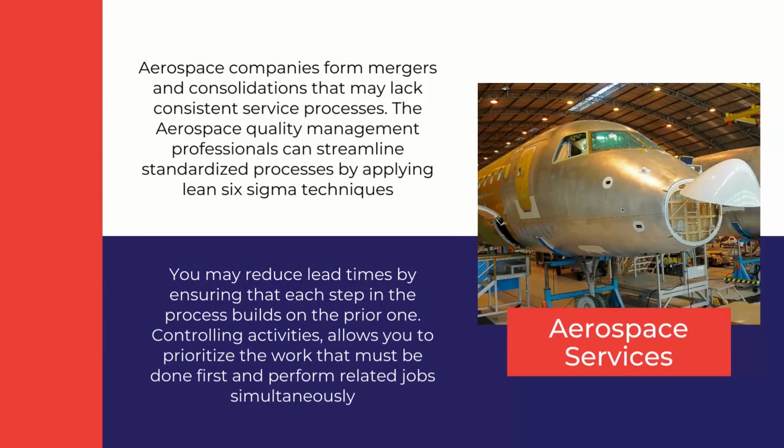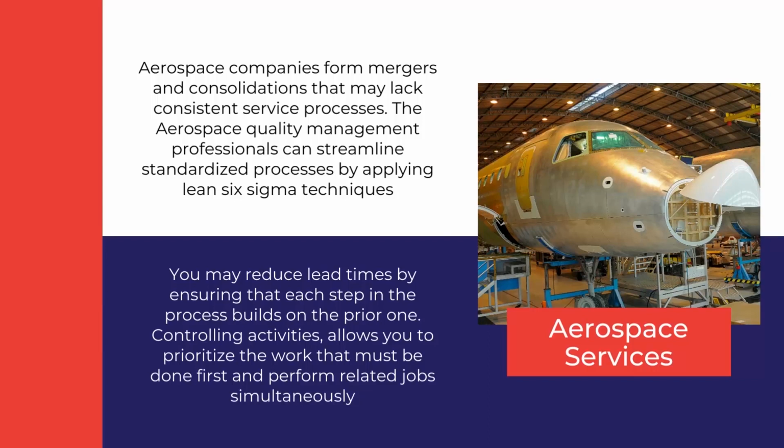Aerospace companies form mergers and consolidations that may lack consistent service processes. The aerospace quality management professionals can streamline standardized processes by applying Lean Six Sigma techniques. You may reduce lead times by ensuring that each step in the process builds on the prior one. Controlling activities, such as airplane maintenance, allows you to prioritize the work that must be done first and perform related jobs simultaneously to make the most efficient use of resources. In addition, effective quality management personnel for service delivery analyze processes to identify delays and remove steps that slow the process down.